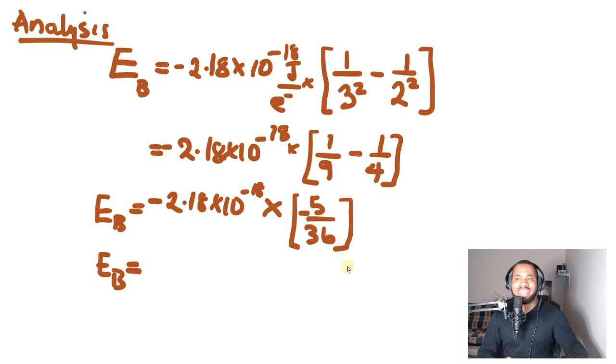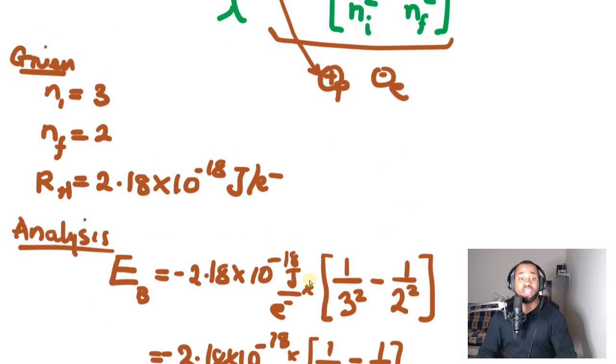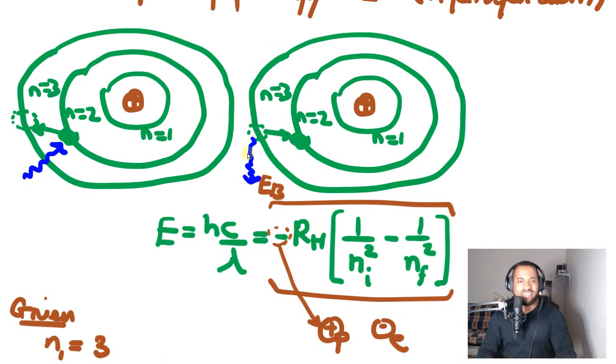So it means that the negative sign is going to cancel the negative sign, and what we have here is a positive value of the energy. So therefore, our energy will be 3.028 times 10 to the negative 19 joules per electron. So that is how you're able to determine the energy that will be released when an electron goes from a higher energy level to a lower energy level.